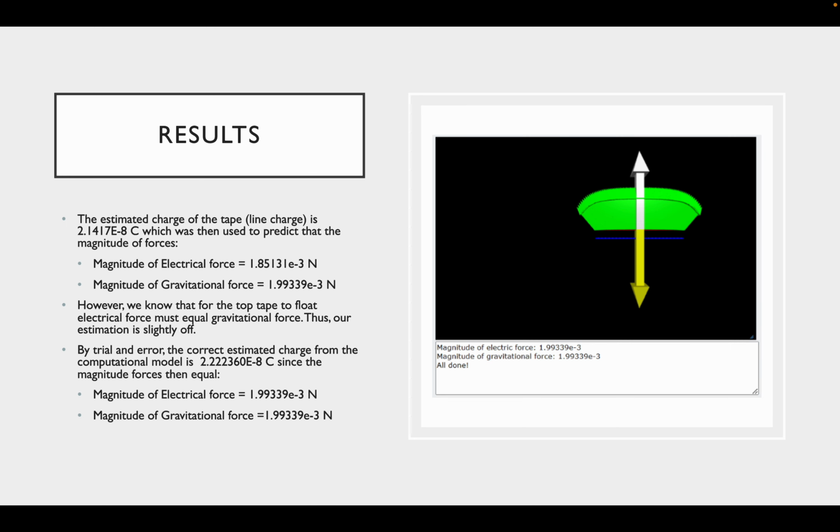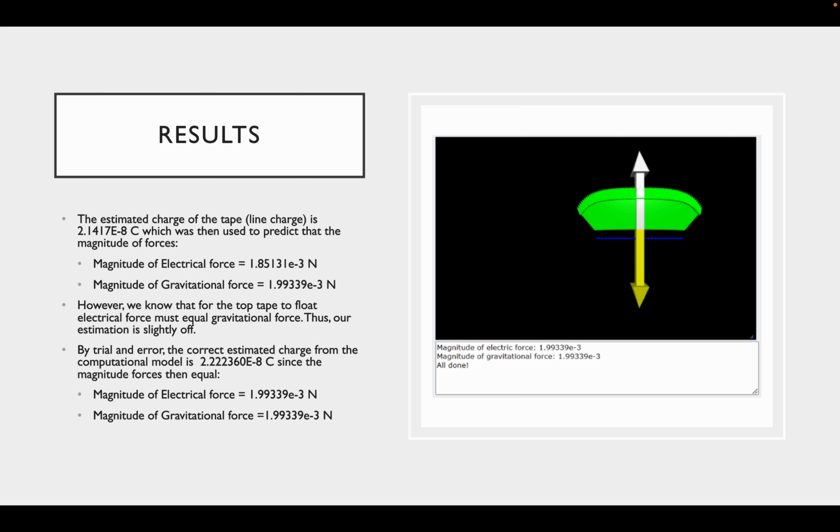So in terms of the results, as I said and showed the calculations for, our estimated charge was 2.14 times 10 to the negative eighth, and it gives us a magnitude of electric force of 1.85 times 10 to the negative 3, and gravitational force of 1.99 times 10 to the negative 3. Obviously, since the floating tape is in equilibrium, these forces should theoretically be equal.